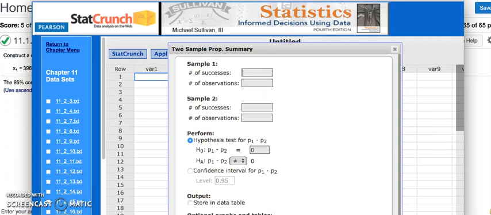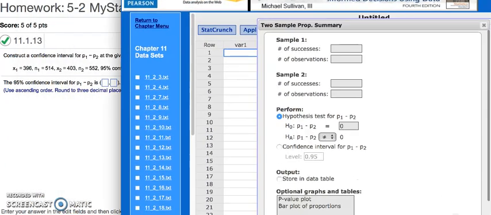So from the problem, just remember over here, we have x1 is equal to 396. Number of observations is equal to 514. Number of successes for sample 2 is 403. The number of observations for sample 2 is 552. And the problem asks for us to do the confidence interval, so make sure you check confidence interval, and in our case we're doing a 95%, which is already there.